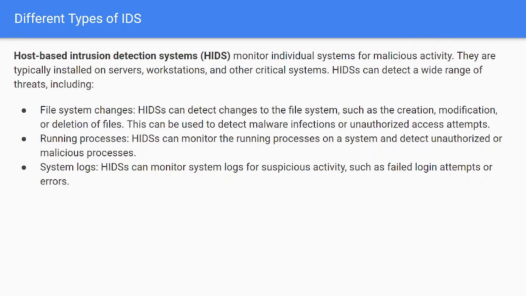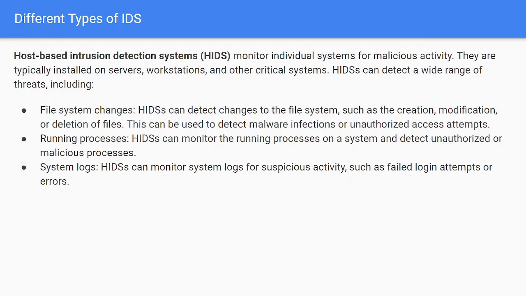So the next one is host-based intrusion detection system. This one monitors individual systems for malicious activities. We said that NIDS monitors the whole network, while HIDS monitors based on the host, individual systems, you understand? So things like your servers. Let's say an organization has a server where they store their database or keep their web service and stuff like that. They can put a HIDS there in order to monitor that particular server, that particular workstation, or any other critical system.